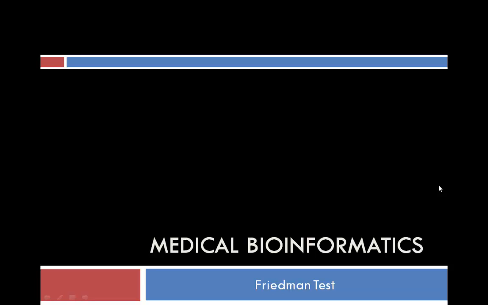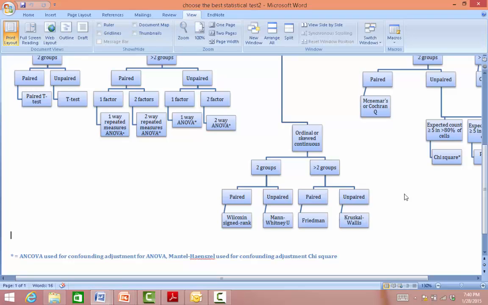Welcome back, everyone. In the next lecture, we are going to look at another non-parametric statistical test known as the Friedman Test. We use this test when we have more than two groups of data, and this time the data is going to be paired, as opposed to unpaired, which is when we would use the Kruskal-Wallis test.